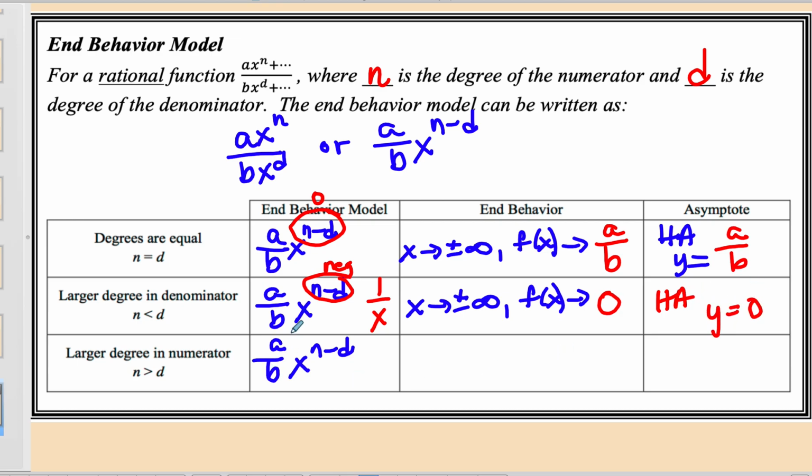When the larger degree is in the numerator, then it's growing without bound. And that means there will be no horizontal asymptote, because it doesn't want to follow a line. It just wants to keep growing and growing.